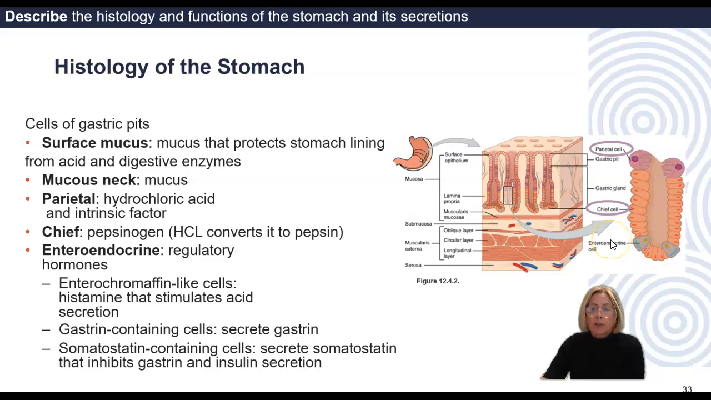And finally, we have these neuroendocrine cells here that are producing and secreting regulatory hormones. So we have histamine that stimulates acid secretion, so hydrochloric acid secretion. We have gastrin-containing cells, which we'll talk about in a while. Gastrin is a locally acting hormone. And we have somatostatin-containing cells that secrete somatostatin, and the somatostatin then inhibits gastrin secretion and insulin secretion.